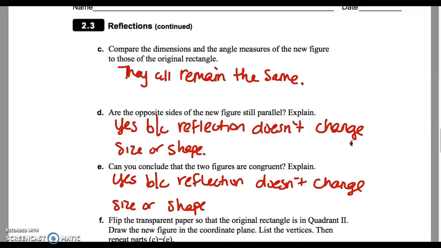Now, you are going to go back to your original drawing, okay? And you're going to now flip your notebook paper. I'm reading part F here. You're going to flip your notebook paper so that the original rectangle, the one that you traced, is now in quadrant 2. And I just realized that we did that backwards. We already did quadrant 2 when we flipped it over to the left, okay? So now we're going to do what would be 4, and we're going to flip it down into the quadrant right below it, okay?